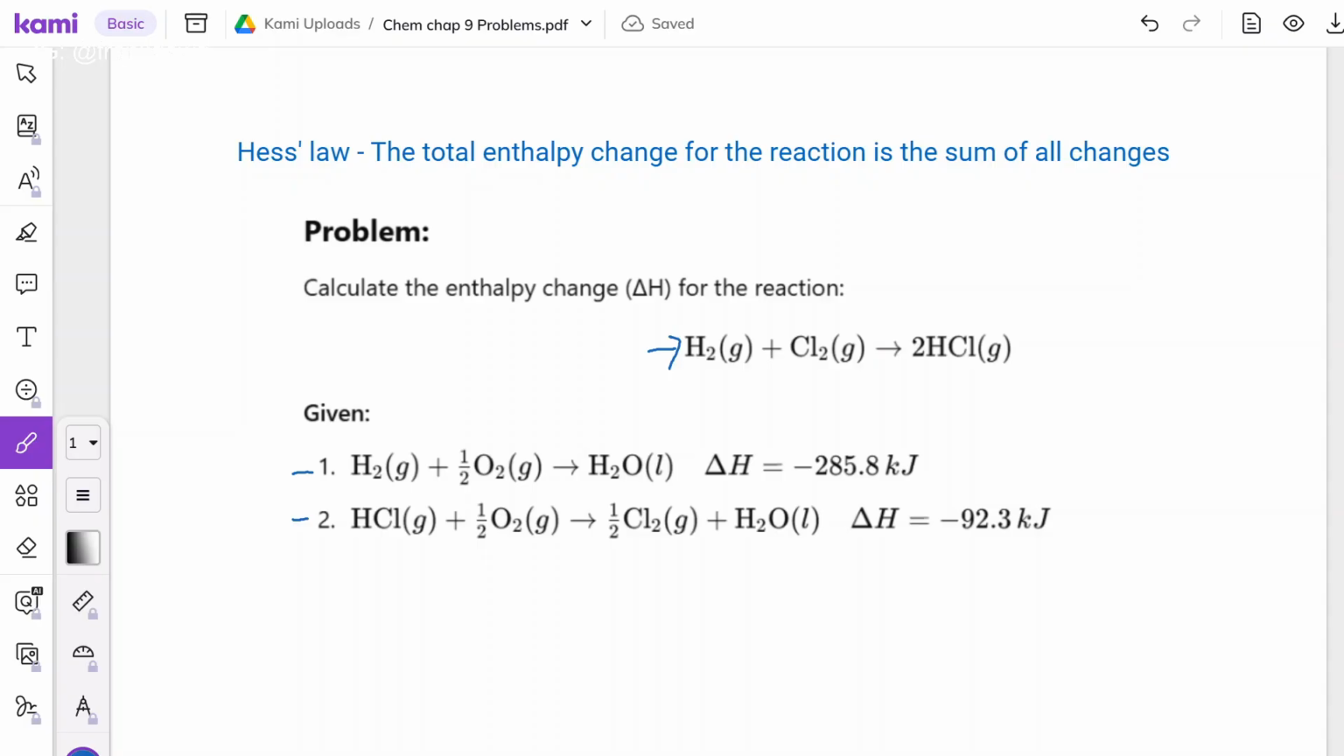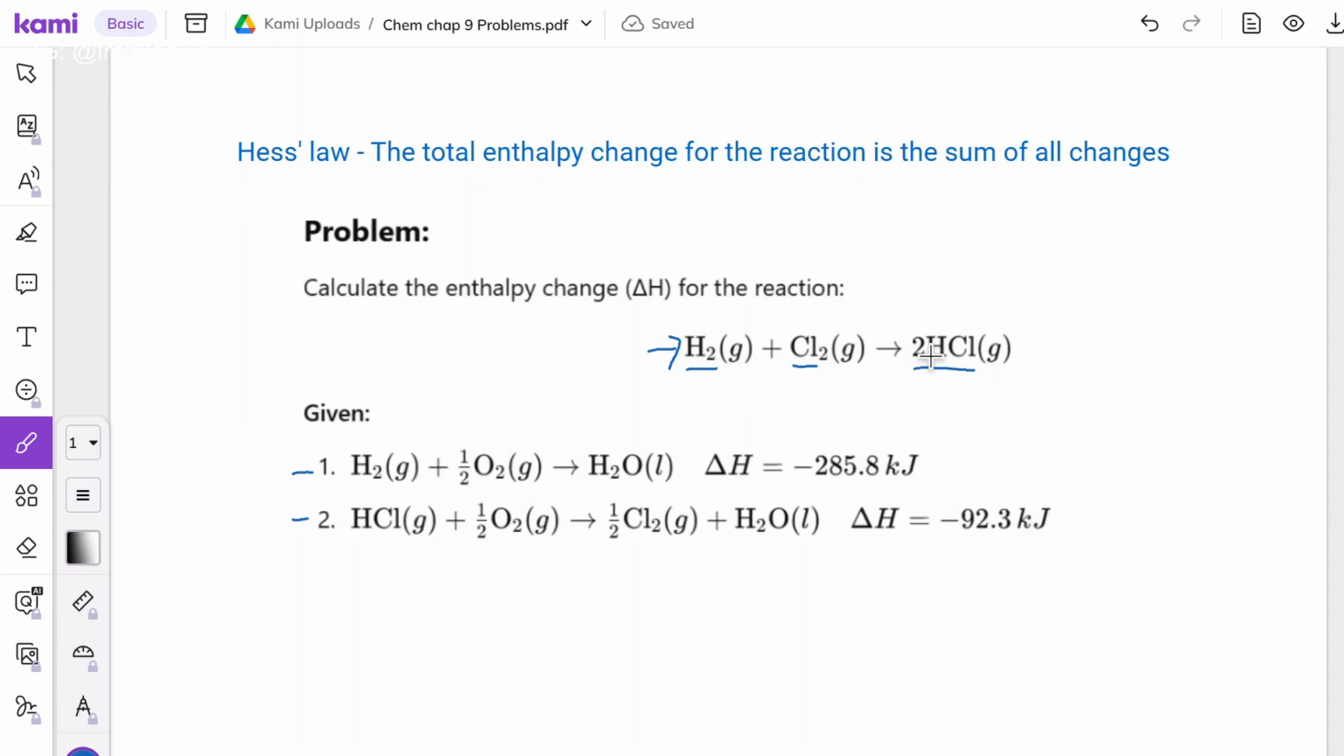So right here, we're given these 2 equations, and we have to sum them up to get the H2 here, the Cl2 here, and the 2HCl here. And one thing to know is equations on opposite sides of each other cancel out. So first of all, the best way to solve questions like this is to look at the different elements and where they are on the table, and then look at these and write them out.